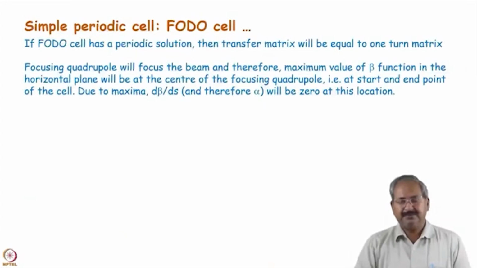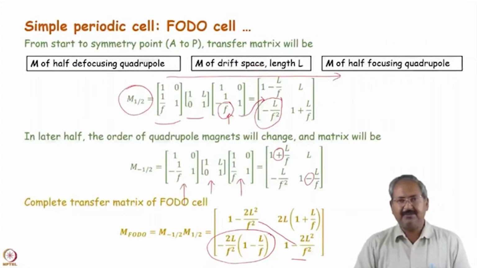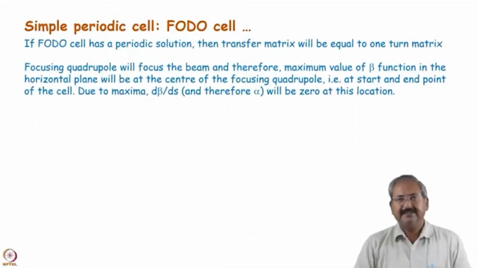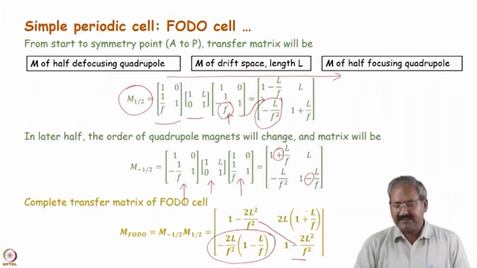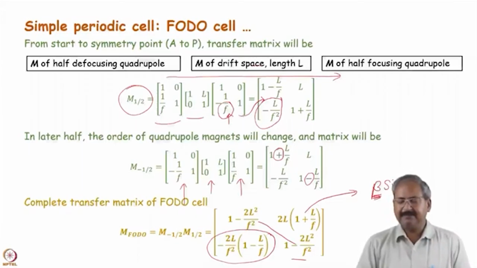Now if solution is periodic, if we want to see that solution which is periodic in nature, then this matrix must be equivalent to a one-turn matrix. Means what we can do, this element will be equivalent to beta sin phi, and this beta will be the beta at the location of the starting point of the cell, where beta in the focusing plane will be the maximum. Why maximum? We will see that.